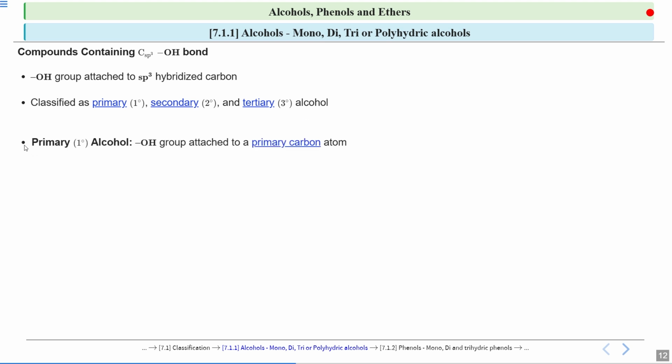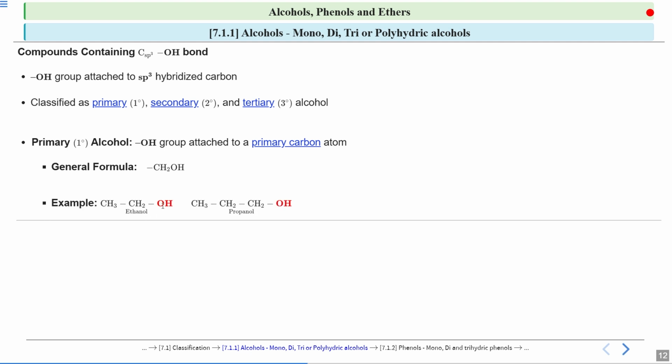So let's see them one by one. What are primary alcohols? Where the hydroxyl group is attached to a primary carbon atom. An alcohol where the hydroxyl group is attached to a carbon which is primary in nature. Or you can say the hydroxyl group is attached to a carbon which is attached to only one other carbon, then it will be a primary alcohol. The general formula is R-CH2OH. With this CH2OH, only one carbon can bind. So this is the general formula for a primary alcohol.